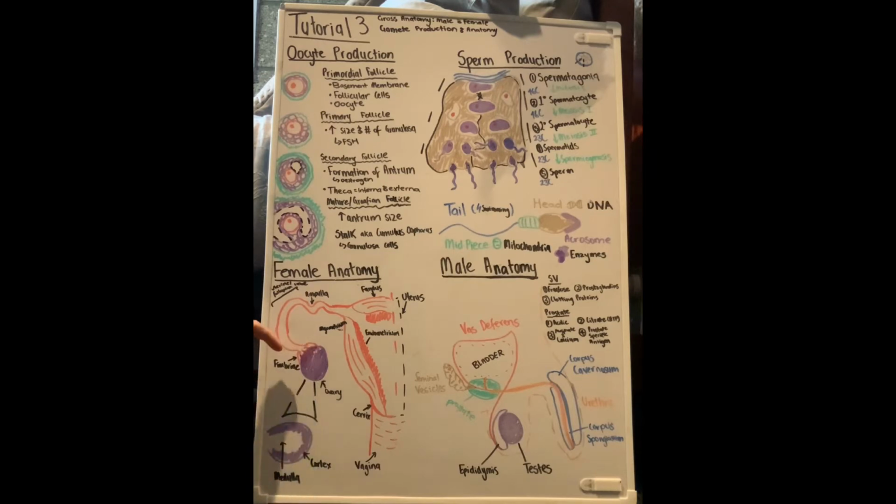The egg then goes through the fallopian/uterine tube, and then it goes into this place called the ampulla, and if fertilization were to occur, it would happen in this area most likely. So then if the egg isn't fertilized, it would continue through the uterine tube into the uterus.